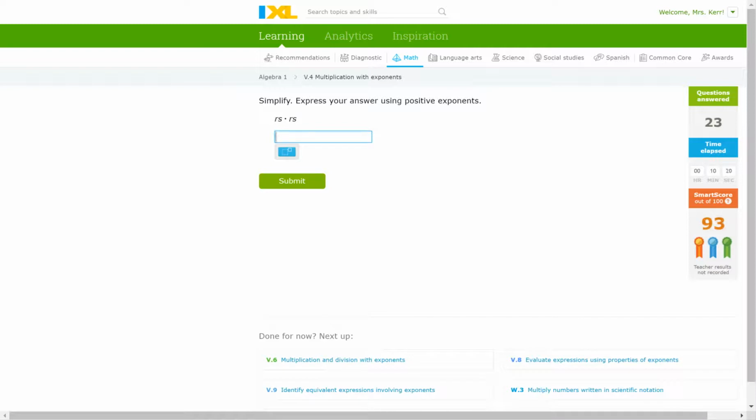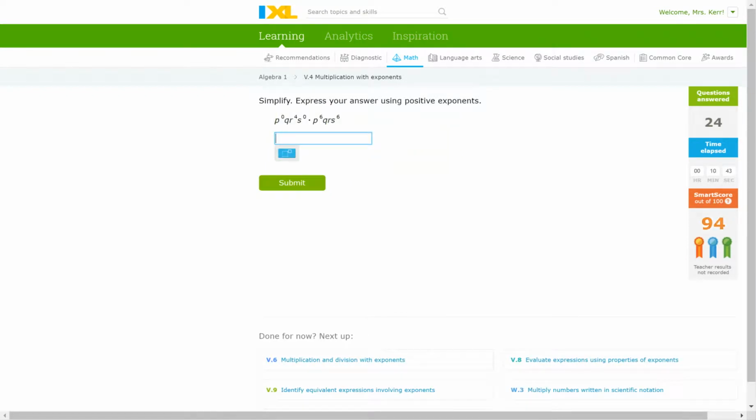This actually trips a lot of students up when they don't actually see exponents. When you don't see an exponent, there's really a 1 there. So you can say r times r, which is r to the 1st times r to the 1st. So we add the exponents. And then the same thing with the s's. S times s gets you s squared.